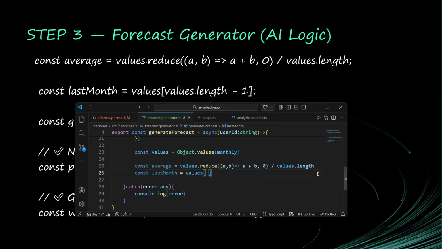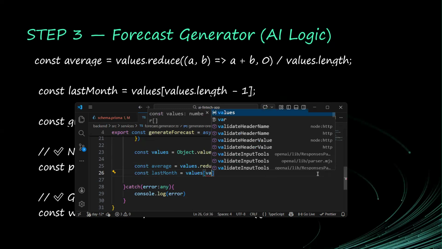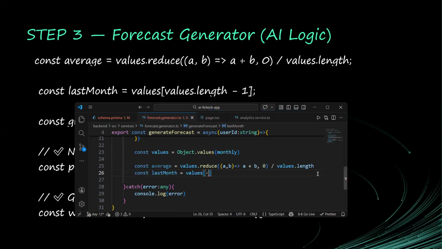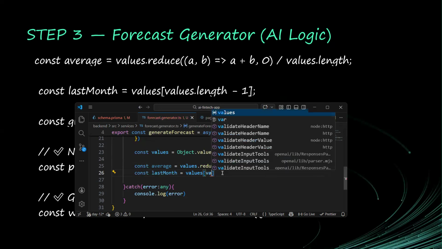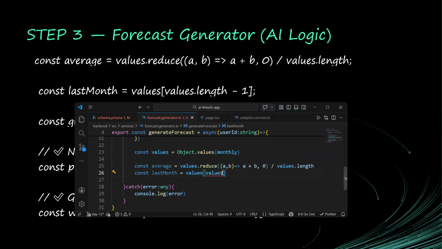Okay, or I can also just say values. Let's do -1. This will give us the last index. Okay, all right, you can try it out, but for some people who might not really get it, values.length -1 will give us the last index. That's basically what we have done here.